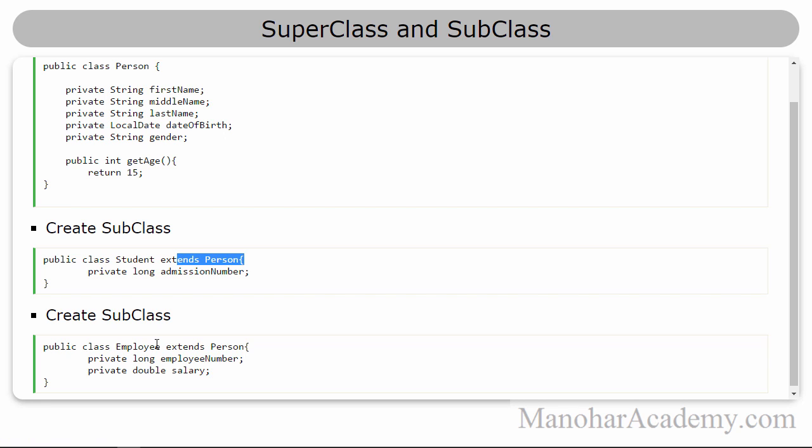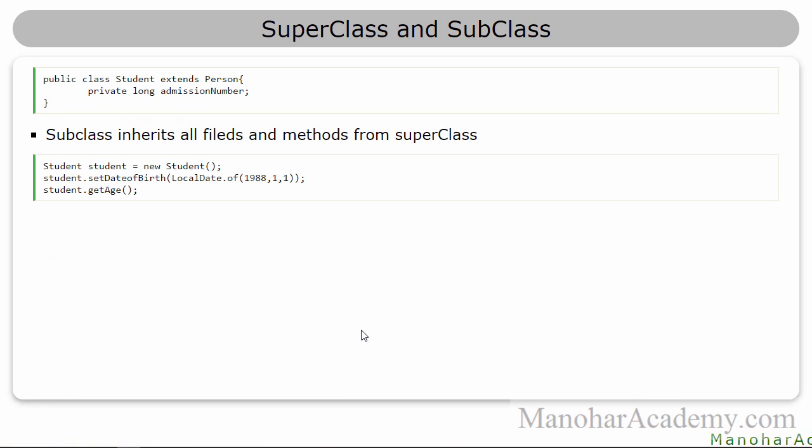Any number of classes can extend an existing class. For example, here we are seeing two classes, student and employee. They are extending the person class. So that is true.